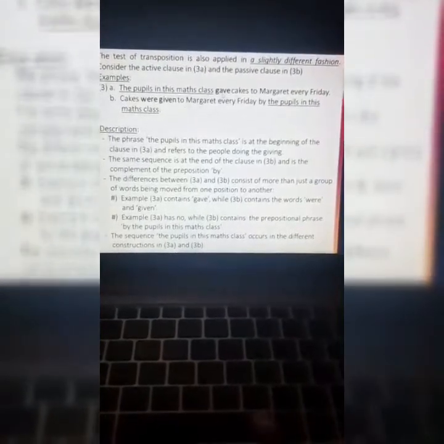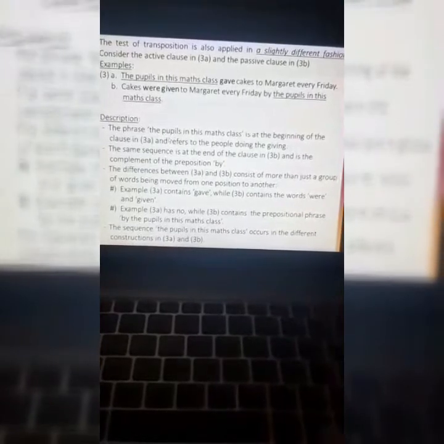Jadi kalian boleh menulis dalam bentuknya active clause seperti 3A atau passive clause seperti 3B. Kita lihat. The pupils in this math class gave cakes to Margaret every Friday. Itu sama artinya dengan cakes were given to Margaret every Friday by the pupils in this math class. Karena artinya tidak berubah, it is okay for you guys to write down in these two structures. Kalau kalian bosan menulis dengan active clause, kali-kali passive clause.